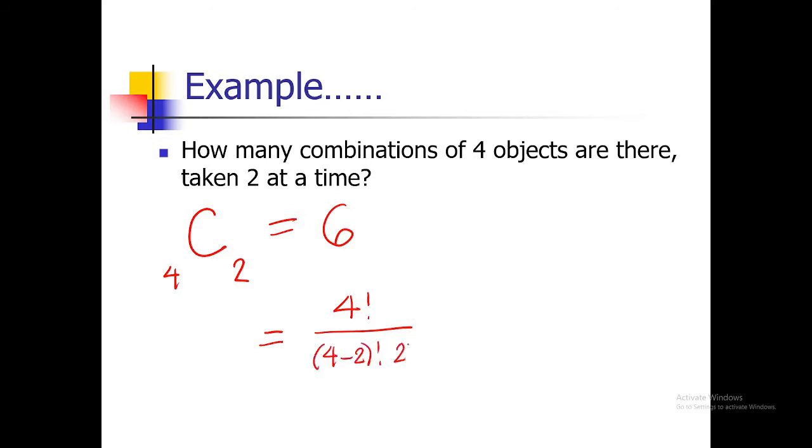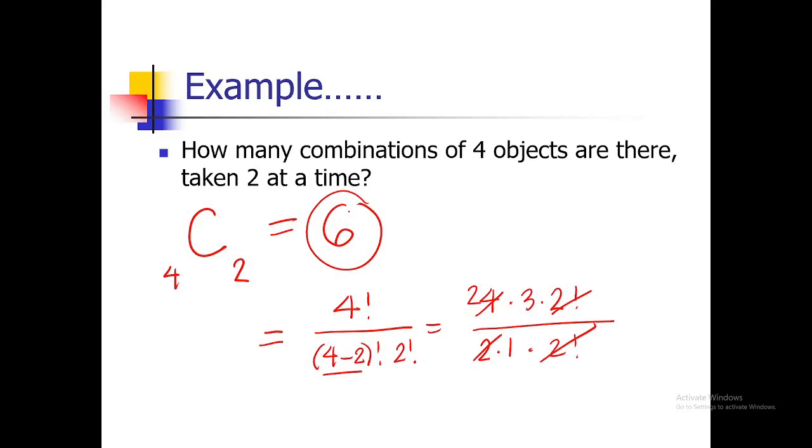So I'm going to have 4 times 3 times 2 factorial all over 2 times 1 times 2 factorial. This is simply 2 factorial. I simplify this, 2 times 1. Cancel. Then makancel ni siya. Mahimo ng 2. 2 times 3. That will give us 6.